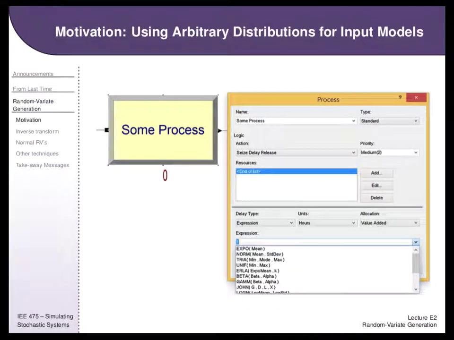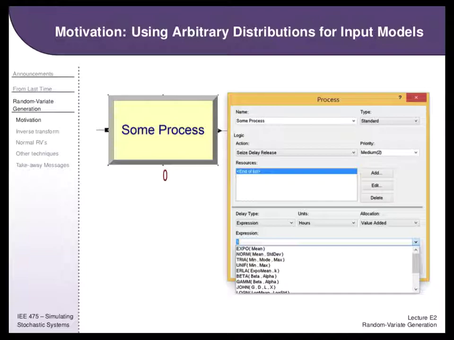So you've gone in Arena, you've drilled down into these processes, and there are these expressions down here. Sometimes under this delay type, there's a bunch of standard random variables that you often would use. But under expression here, you can put lots of other things. Even if it's not in this list, like exponential is not in this list for the process type, it is in the list for the create type. But if you wanted an exponential, you can put in an expression for expo.